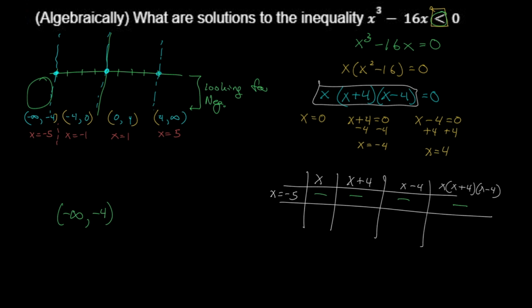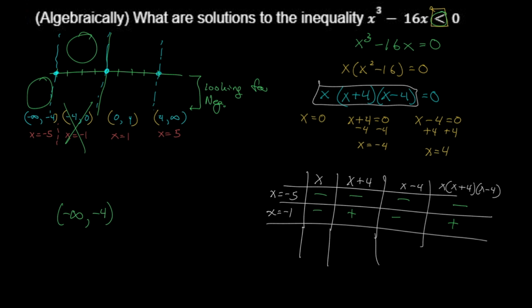My next test number was -4 to 0. Or, sorry, that was the interval. The next test number I have is x equals -1. If I plug -1 into the first factor, I'm going to have a negative. -1 plus 4 is a +3. -1 minus 4 is a -5. And then a negative times a positive times a negative is overall a positive. So that's going to be up above, which means it's not going to be one of the solutions we're looking for. We are looking for solutions where it's less than 0.